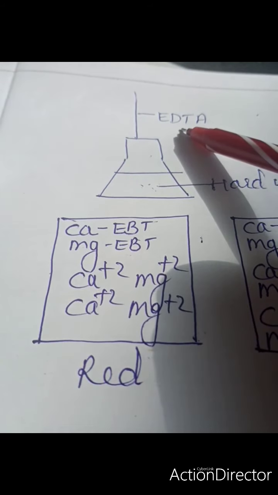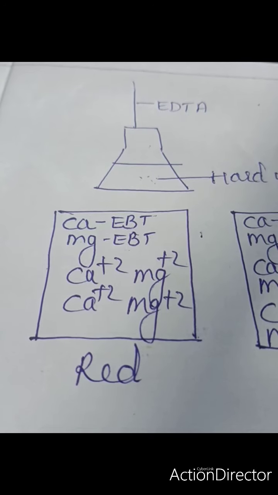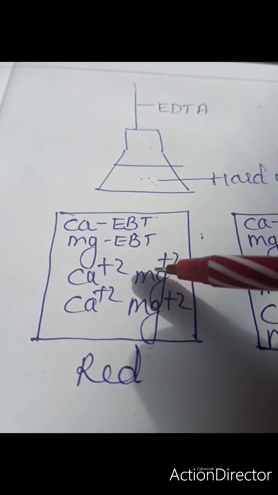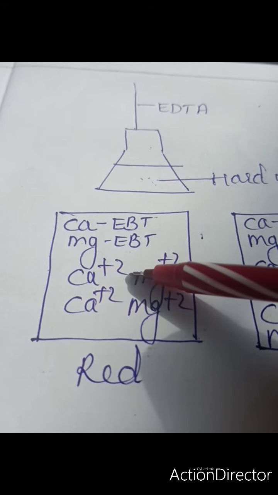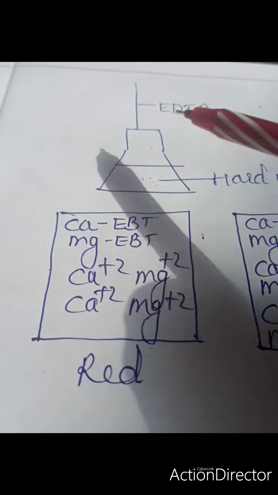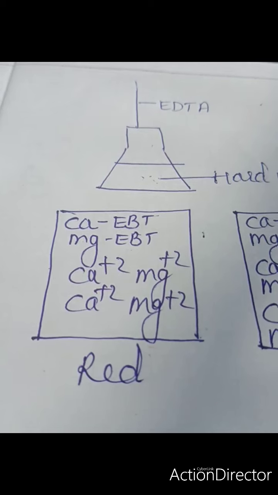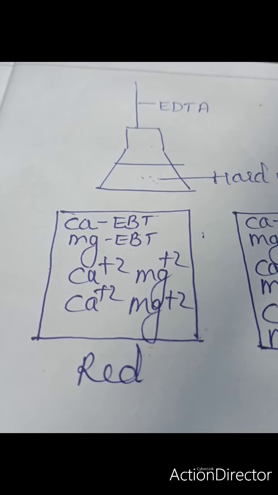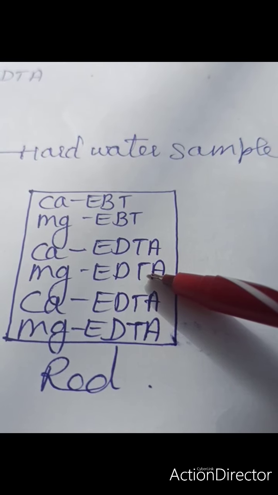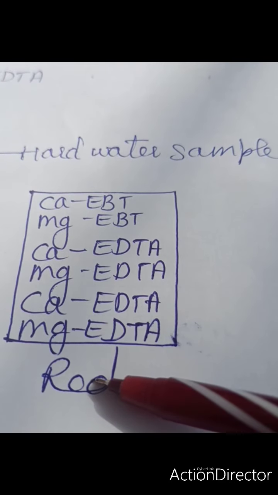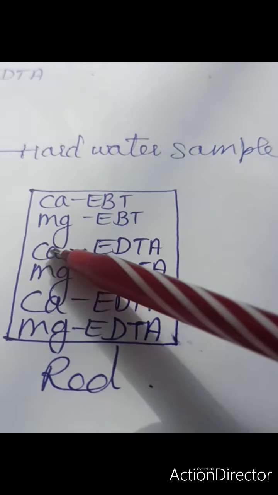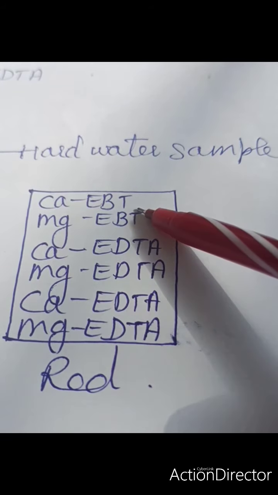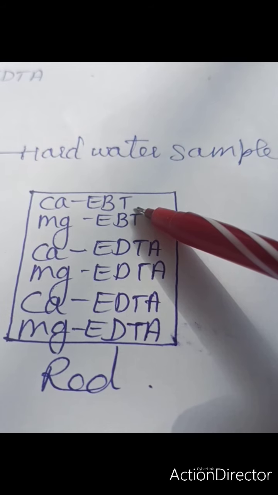Now we will start the titration with EDTA. When we titrate it with EDTA, there are many calcium and magnesium ions present in the flask. So EDTA will react with these calcium and magnesium ions, and it will give you calcium EDTA complex and magnesium EDTA complex. So now your flask will appear like this. It will still be red in color because the calcium and magnesium EDTA complex is colorless. So still your flask will appear wine red in color.